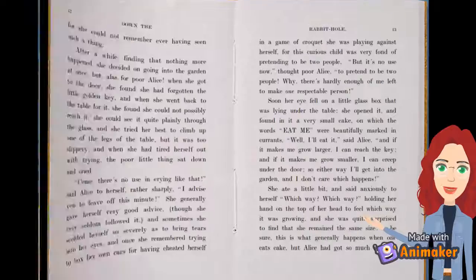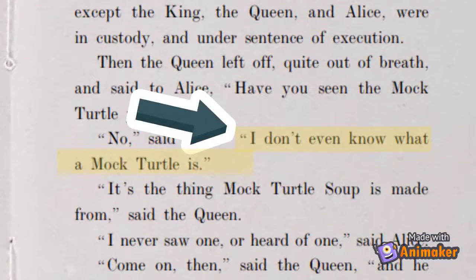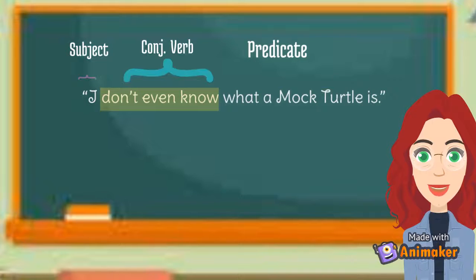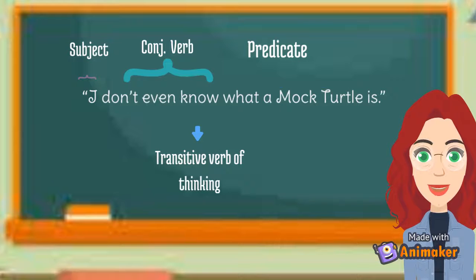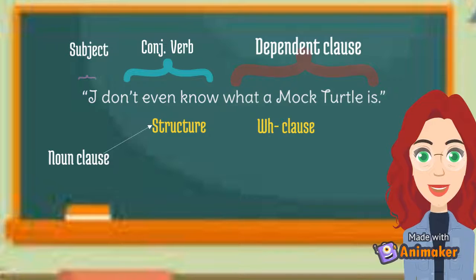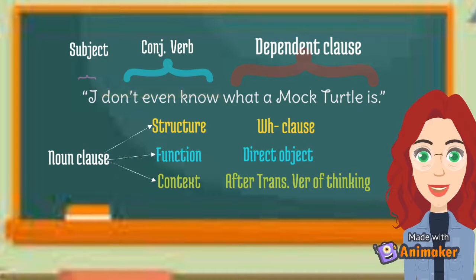Now, let's go to page 137. In this complex sentence, I don't even know what a mock turtle is, we can identify the subject and the predicate. In the predicate, we find the conjugated verb don't even know, where the main verb corresponds to a transitive verb of thinking. The dependent clause is a noun clause, with the structure of a WH clause, because the subordinate clause started with the subordinating conjunction what. The function of this clause is direct object. The context in this case is after a transitive verb of thinking, and the main use is a statement.